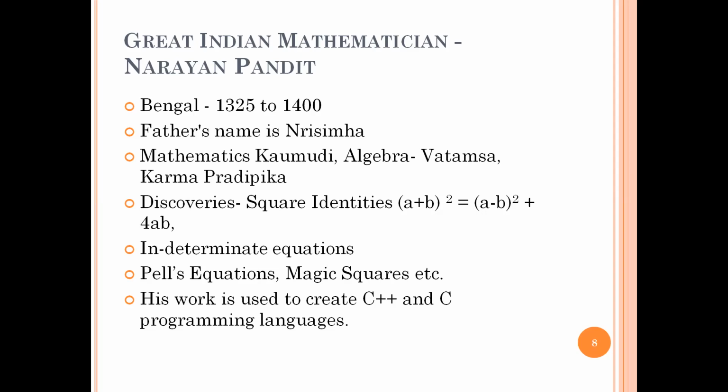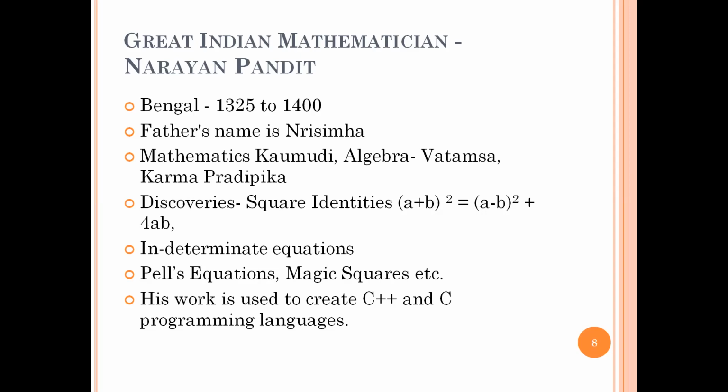He was a great mathematician, and in that century he wrote three main treatises, or granths, on mathematics: Ganita Kaumudi, Bijaganit Vatamsa, which is algebra, and Karma Pradipika. These were originally written in Sanskrit, explaining the various mathematical techniques in India. So what are his main contributions in the world of mathematics?